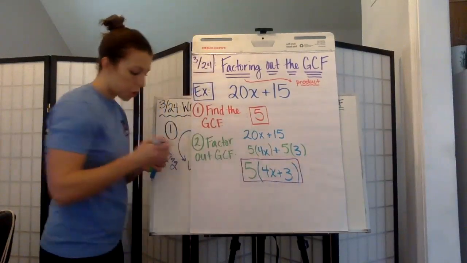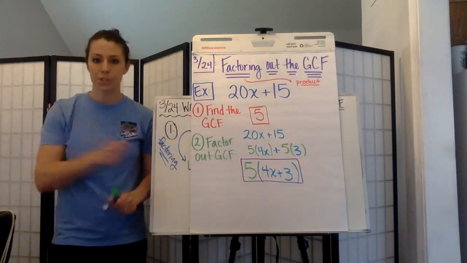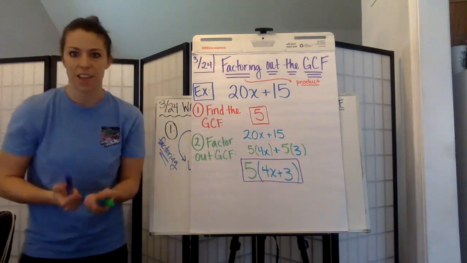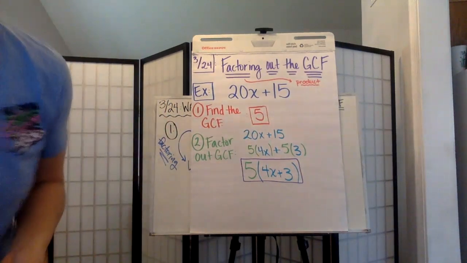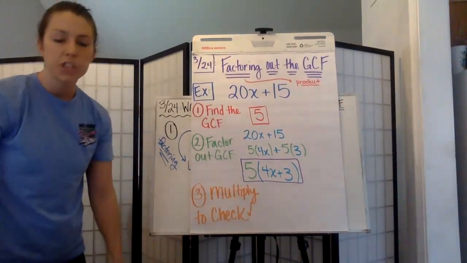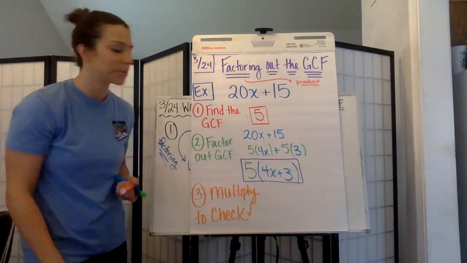Now, you know me, we're never done with just that. We always check our work. We always multiply to check. It is so important that you multiply to check. I cannot emphasize that enough. Okay, multiply to check. Well, how do we multiply something like this?